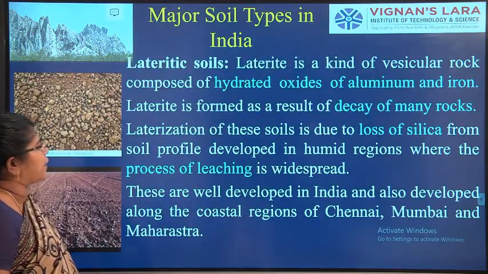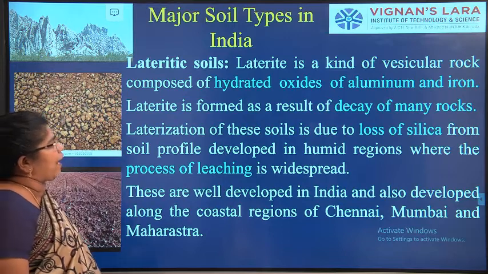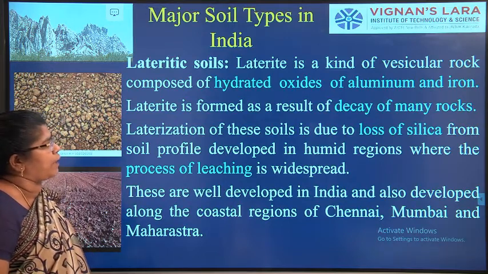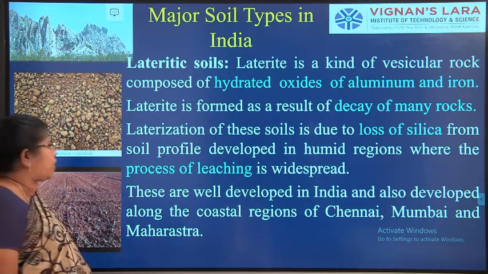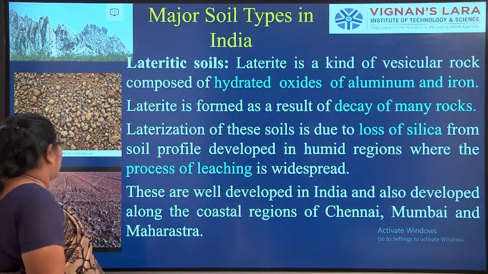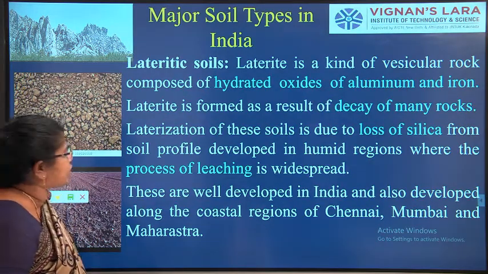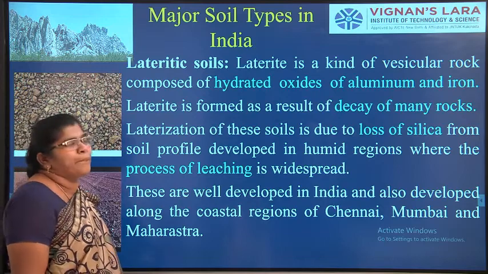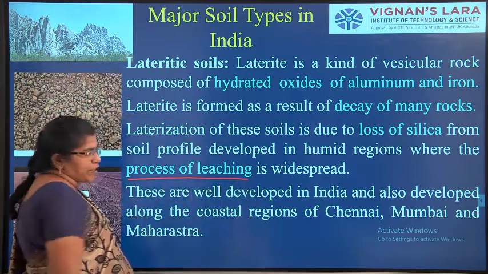The next one is the laterite soil. Laterite soil is composed of hydrated oxides of aluminum and iron. It is formed due to the decay of many rocks, and actually this soil is due to the loss of silica from the soil profile developed in humid regions where the process of leaching is widespread.